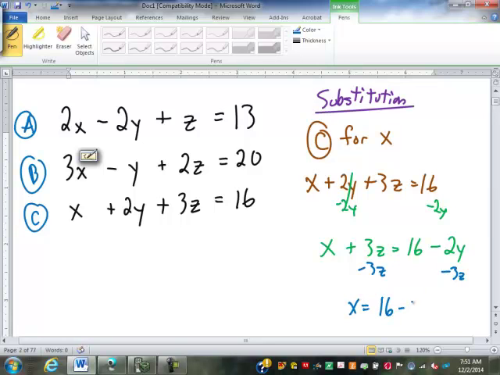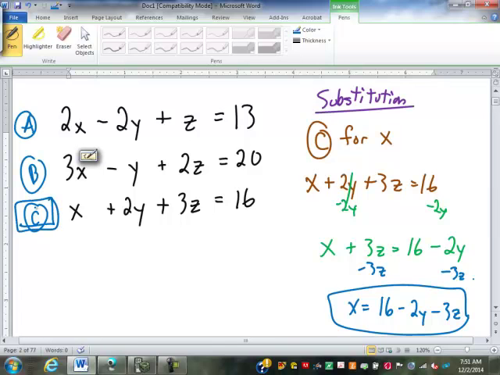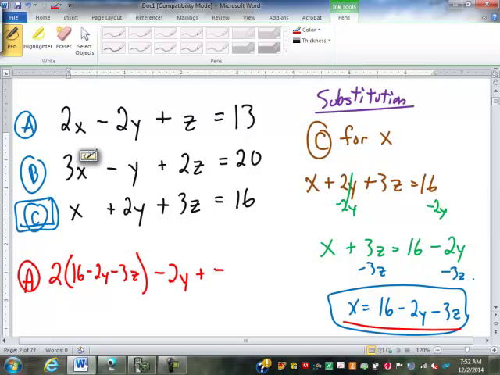X equals 16 minus 2y minus 3z. That's equation C solved for x. Now, I've used equation C. What I need to do now is use each of the other equations combined with that. So equation A is going to become not 2x, but 2 times (16 minus 2y minus 3z) minus 2y plus z equals 13. We now have a little bit of work to do here.